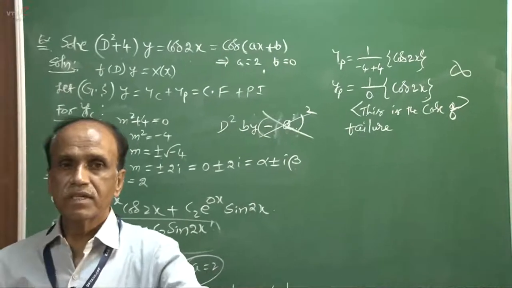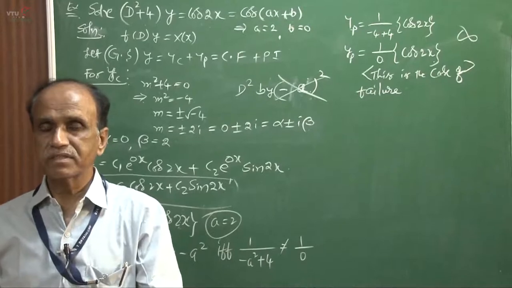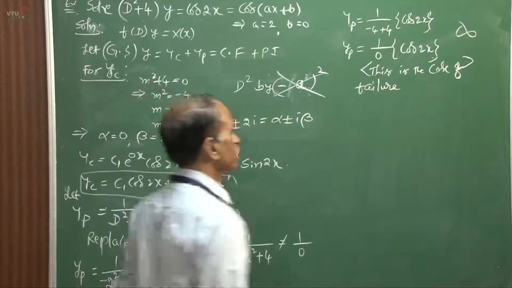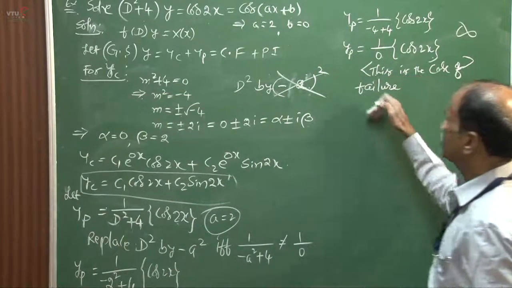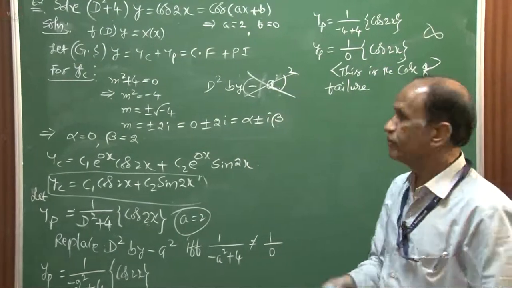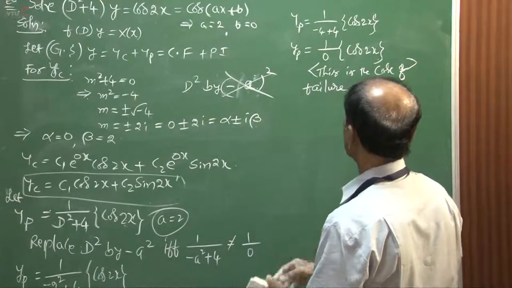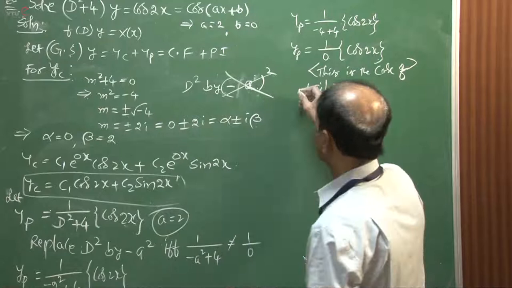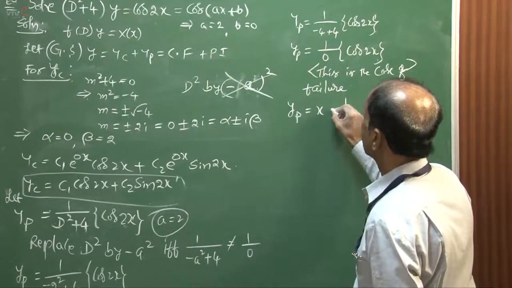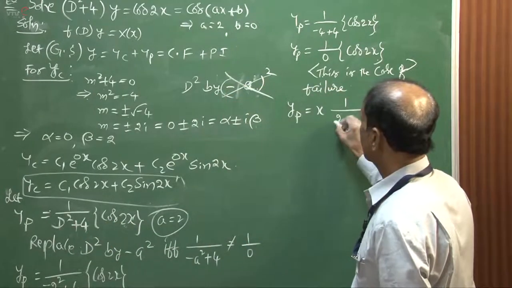But our target is not to find infinity as a number. We have to find a finite number. So to identify the finite number, the procedure says you have to proceed, take the differentiation, and then replace once again in that way. So we will take that as a case of failure, to be continued. Then yp is equal to x into 1 divided by, 1 divided by D square means 2D.